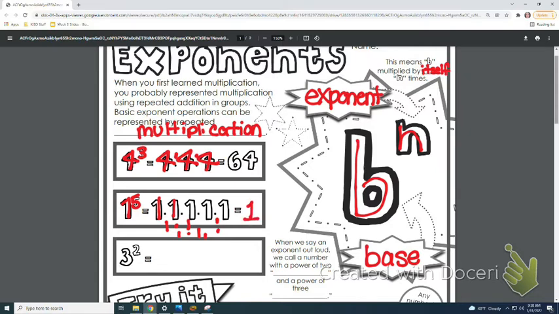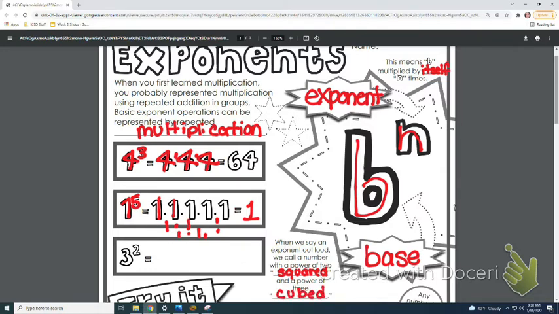Then we have 3 to the 2nd power. So I'm going to fill in this little information right here where it says, when we say an exponent out loud, we call the number with a power of 2 squared. So like this example, 3 to the 2nd power, this is really 3 squared. If it has a power of 3, we call this cubed.